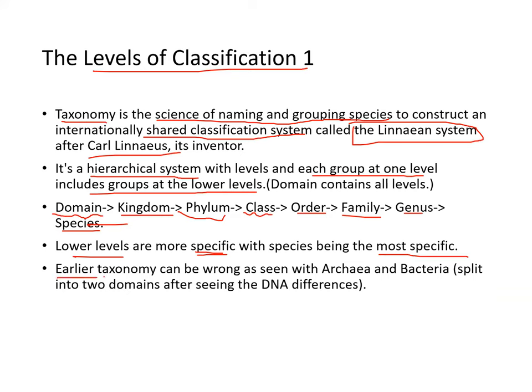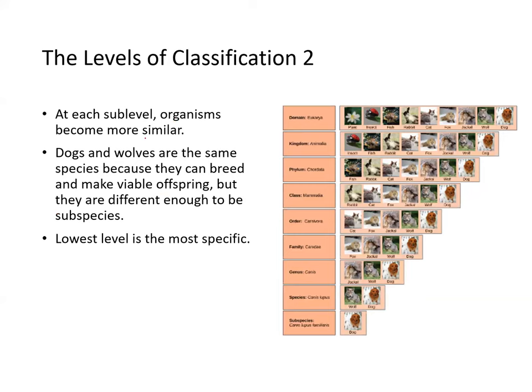And note, early taxonomic classification can be wrong, as seen with archaea and bacteria, who were initially thought to be just prokaryotes. They were split after seeing the DNA differences. At each sublevel, organisms become more similar. So dogs and wolves are the same species because they can breed and make viable offspring, but they are different enough to be considered subspecies. And the lowest level is obviously the most specific.